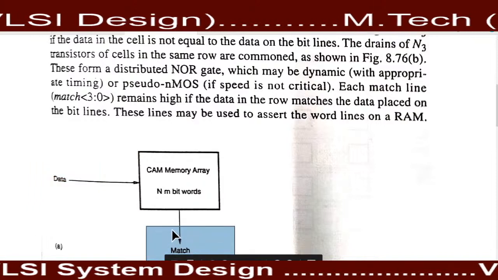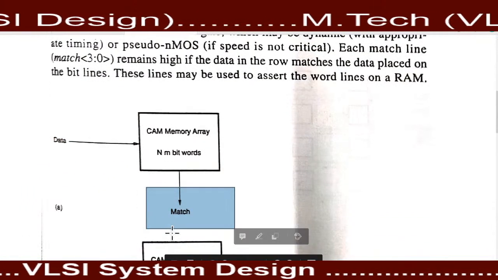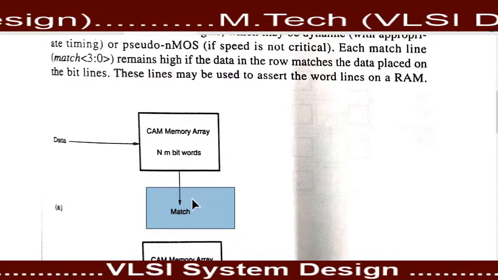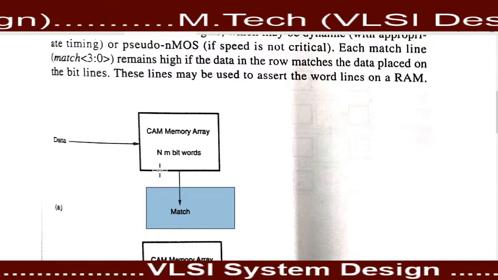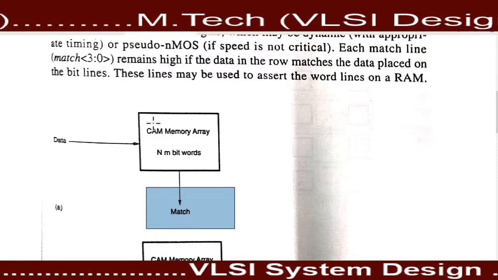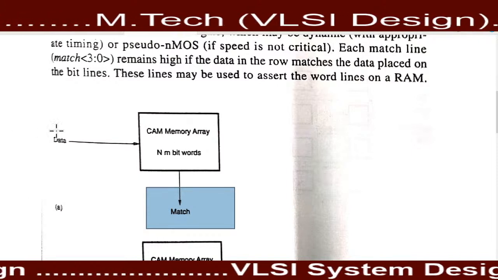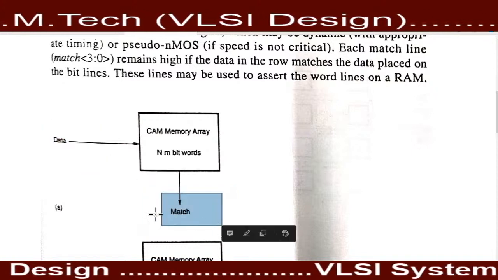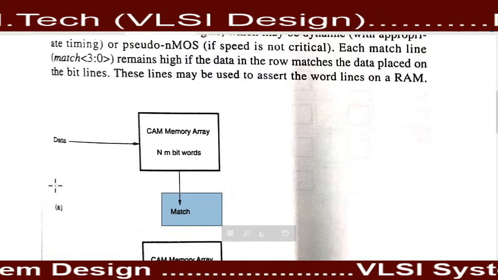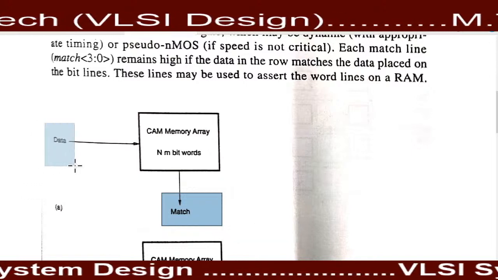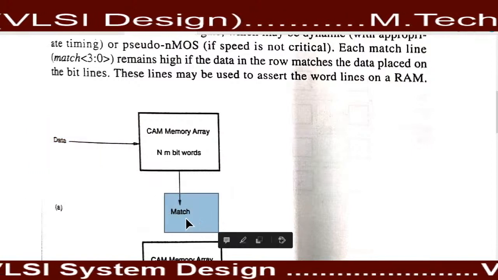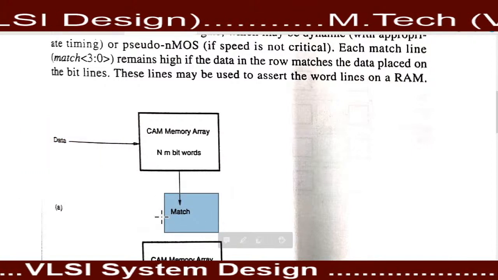But in other types of memories, input is in the form of address and output is in the form of data. So this is the difference. In this CAM memory, input is always in the form of data, and the output is always in the form of address. But in other types of memory, input is the address and output is the data. This is the major difference between CAM memory and other memories.